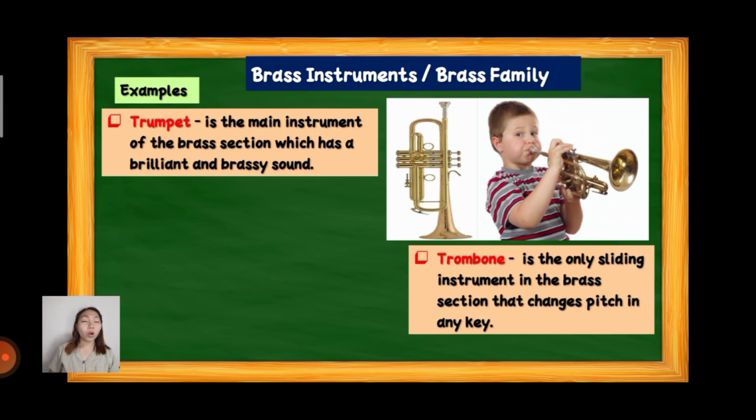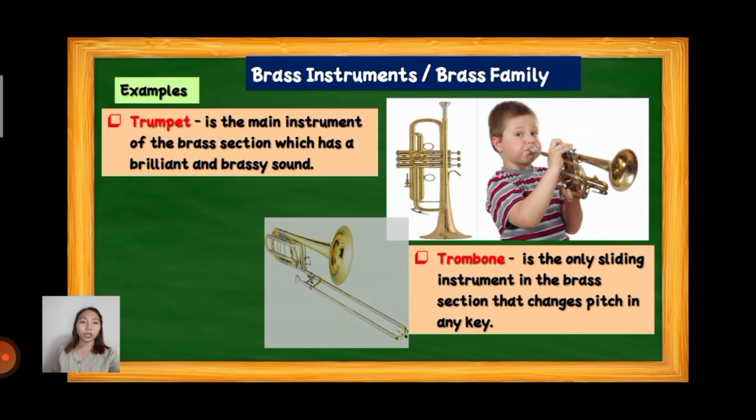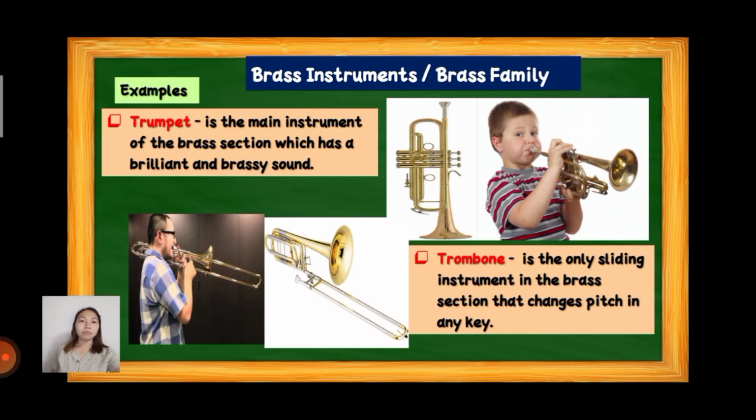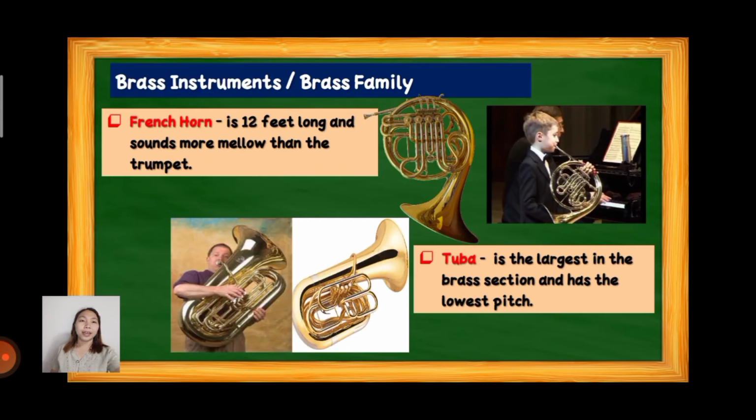Next is the trombone. So, is the only sliding instrument in the brass section that changes the pitch in any key. So, mailis-ilisan ang iyahang tingog. So, that one, the trombone. Okay. Another one is the French horn. Kinakita ninyo? French horn is 12 feet long and sounds more mellow than the trumpet. So, okay, nakita ninyo diha?